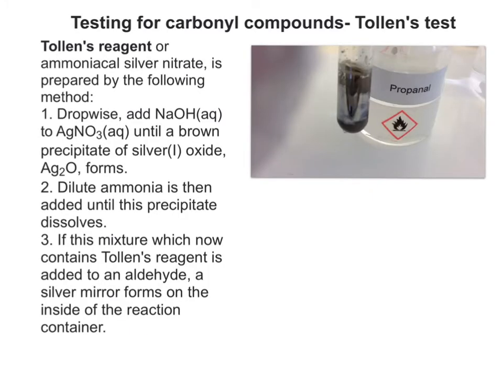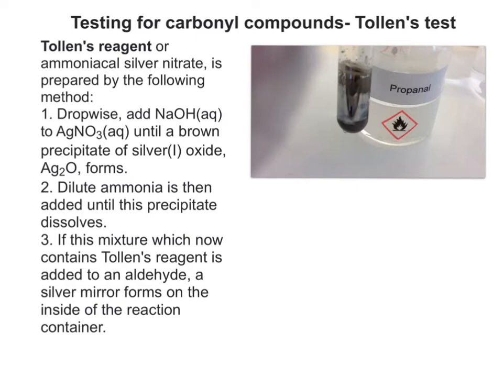So the first test we can use for carbonyl compounds is specific to aldehydes. We use something called Tollens reagent, which has to be prepared freshly. It isn't stable if it's stored, because you get explosive silver compounds forming. So therefore what we do is follow this method.